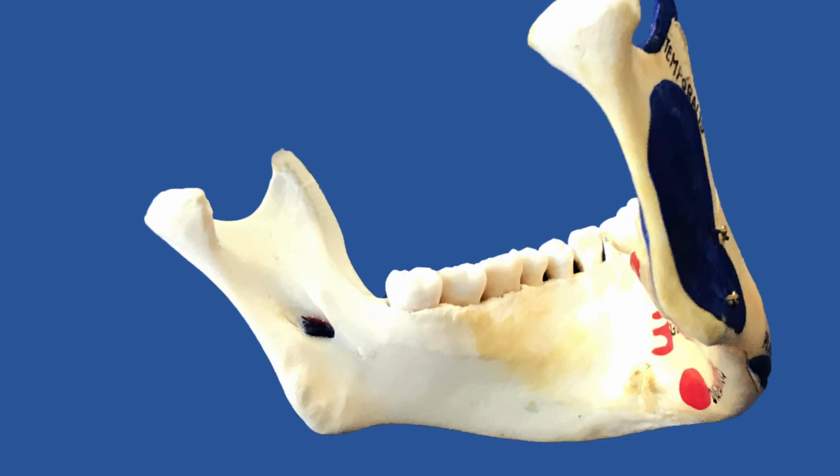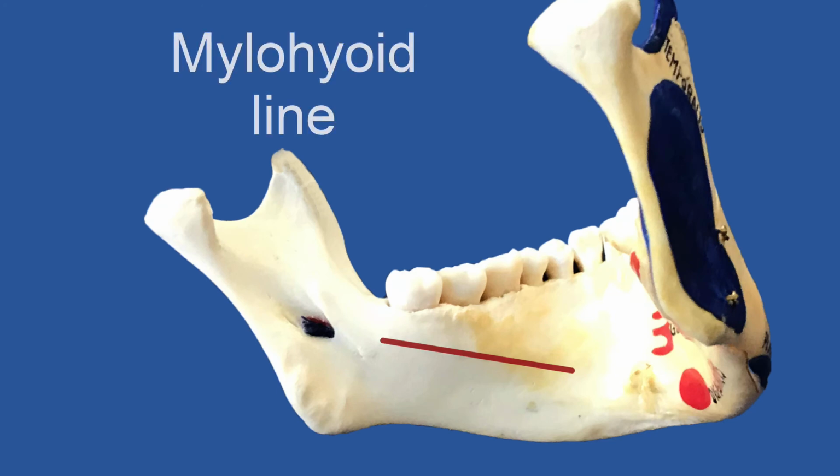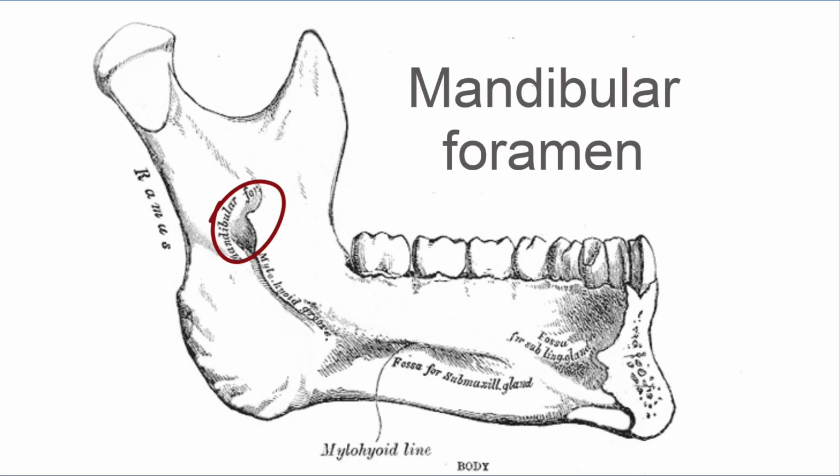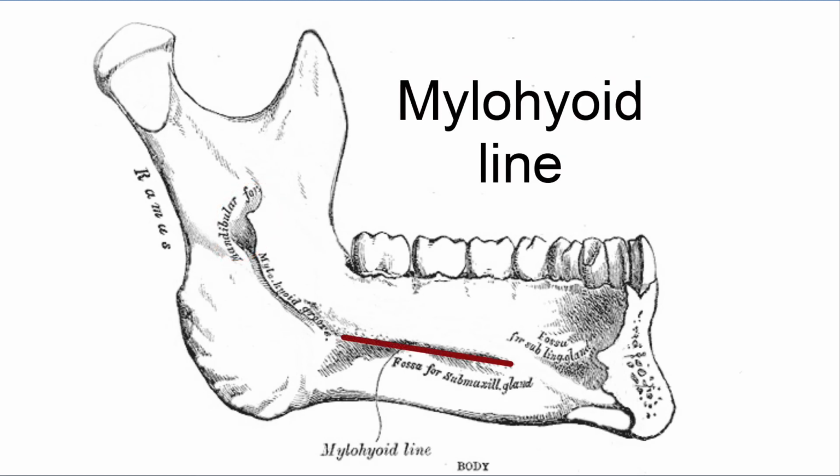Also, another feature to note here is a line, which is a linear raised region that you find on the bone. And you can see it here. It's somewhat subtle, but here it is. This is its location. And this line is referred to as the mylohyoid line. Here is a drawing that'll show us the same features. You can see again the mandibular foramen, and here again is the mylohyoid line.